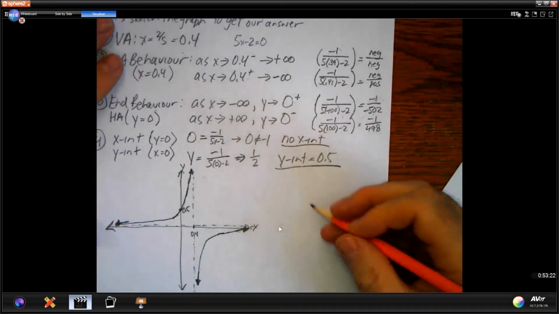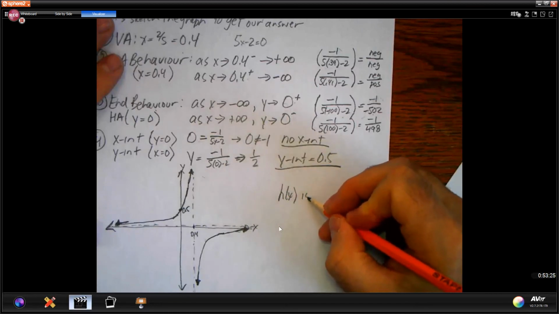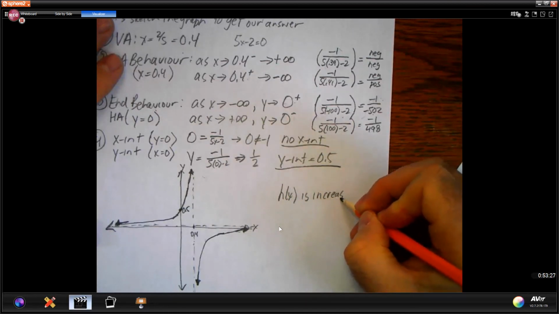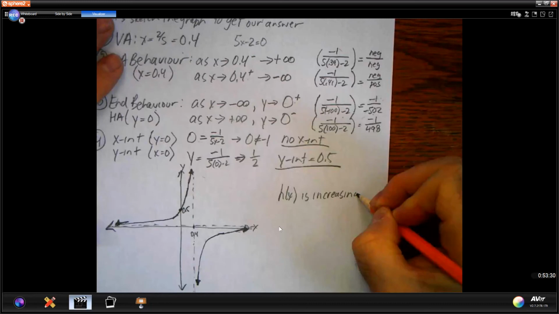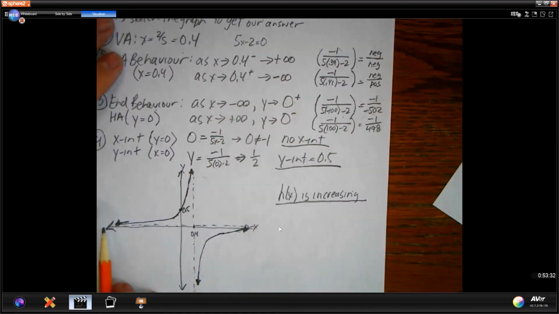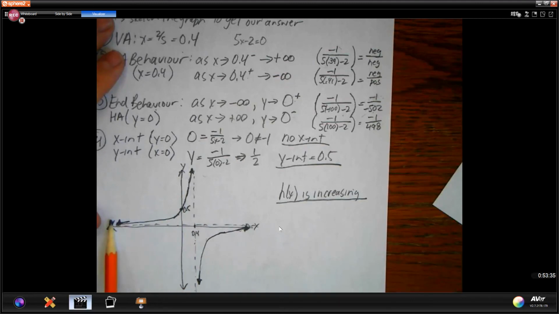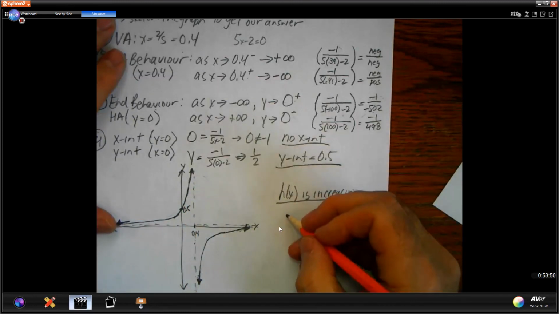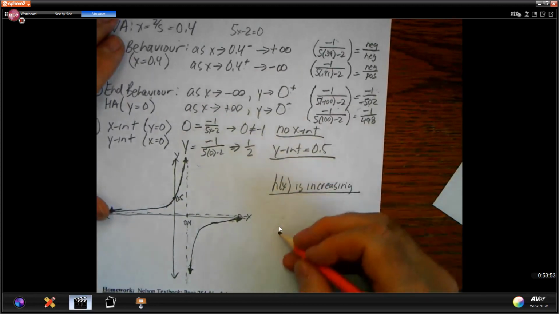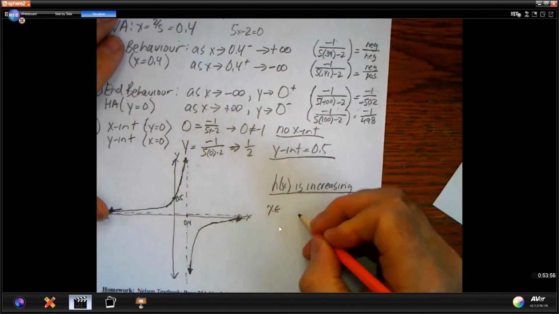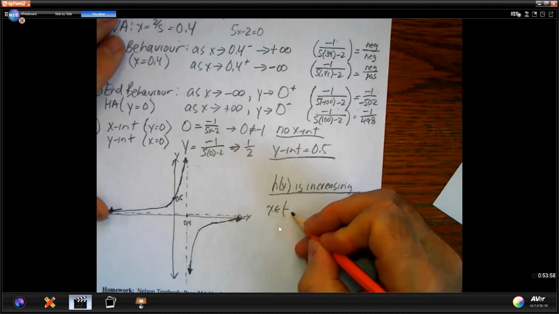So, h of x is increasing. What I'm looking for here is where the graph is going up as we go left to right. So if I look as I'm coming along here, you can see increasing, increasing, increasing, break, increasing, increasing, increasing forever. So it's always increasing except at the vertical asymptote. I'll do this in two forms. I can use interval notation. I think most of you prefer that.